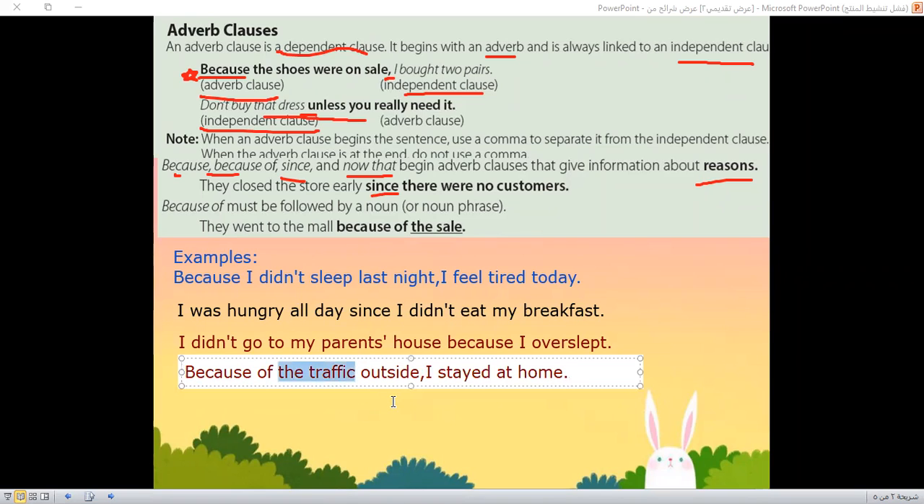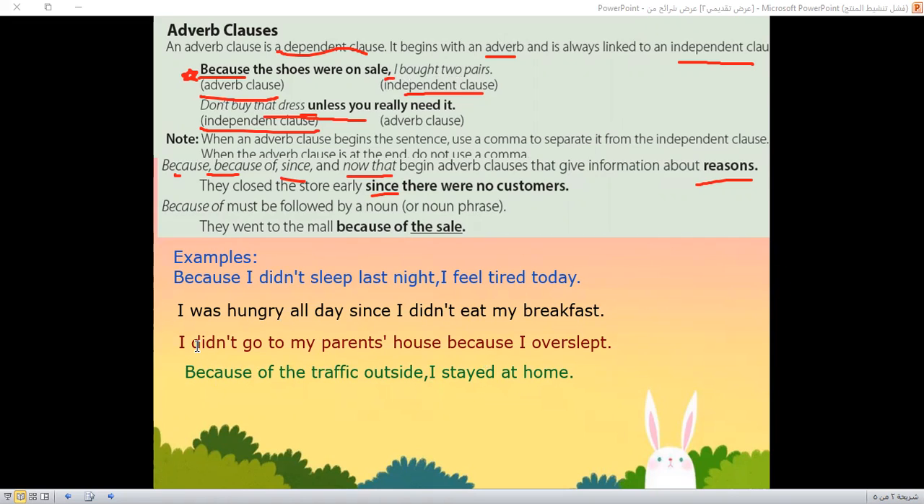Clear? Please, I need all of you to write in the chat that it's clear, that you understand. Teacher, when do I put the comma? If you started with an adverb, as we said here in the beginning, you should write a comma after the adverb clause. For example, here: because the shoes were on sale, comma, I bought two pairs. Because of the traffic outside, comma, I stayed at home.